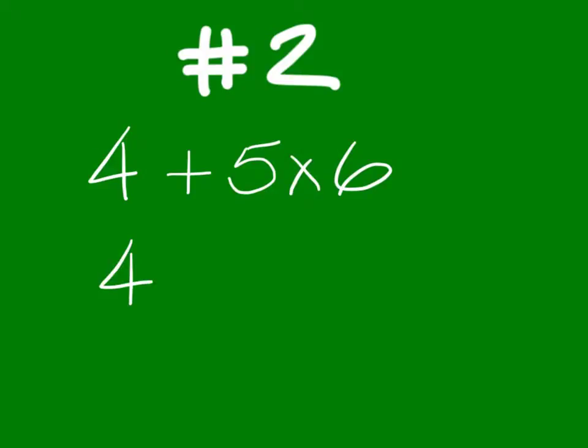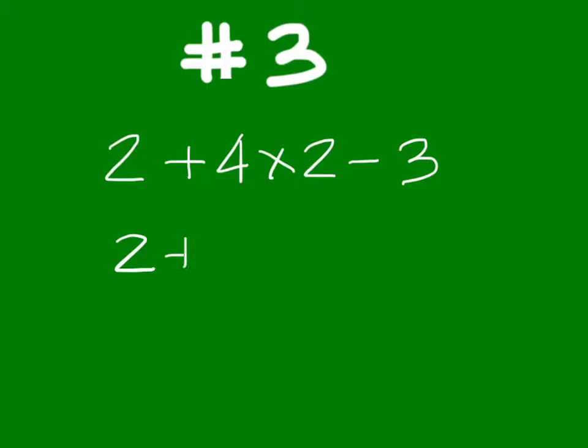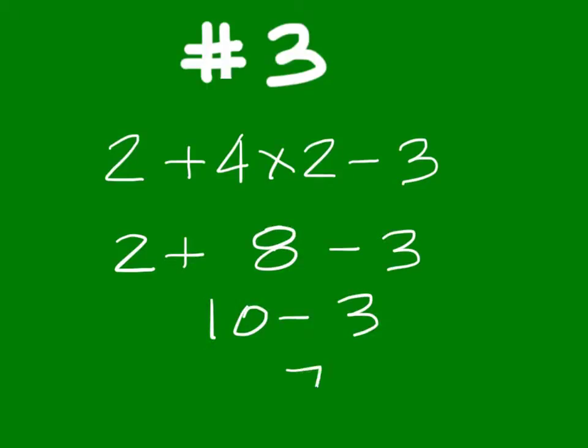Number 2. This one is 4 plus 30, which is 34. Number 3. This one is 2 plus 8 minus 3. That's 10 minus 3, which is 7. Number 4.